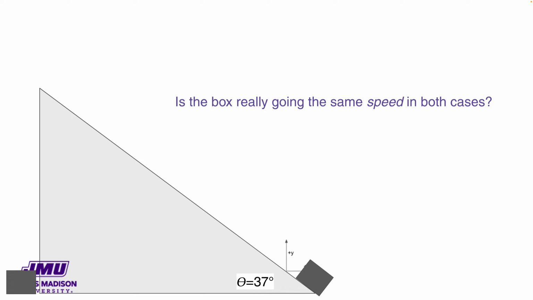So this hints at the idea that there is something that occurred to the box that has to do with how high it started, more than it has to do with the actual length of the path that was taken. And that leads to our idea of energy.